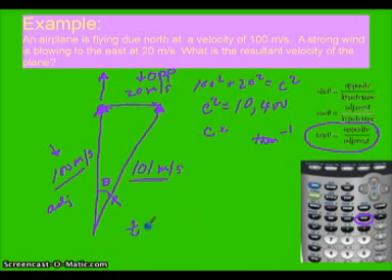Well, tangent of theta is going to be equal to my opposite, which is 20, over my adjacent, which is 100. Let's find out what that is. What's 20 divided by 100? Well, that's going to be 0.2. That's an easy one. Okay?